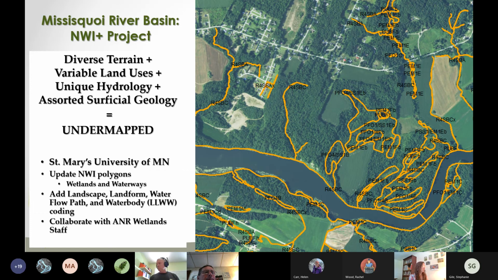And we worked with St. Mary's University of Minnesota on this and did the ground proofing aspect of it. So these are much more detailed and updated maps.